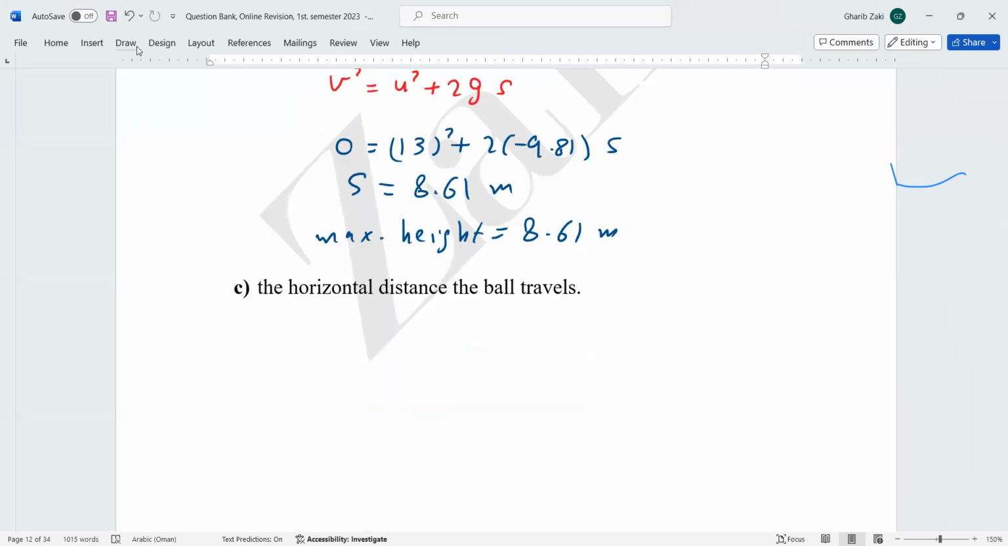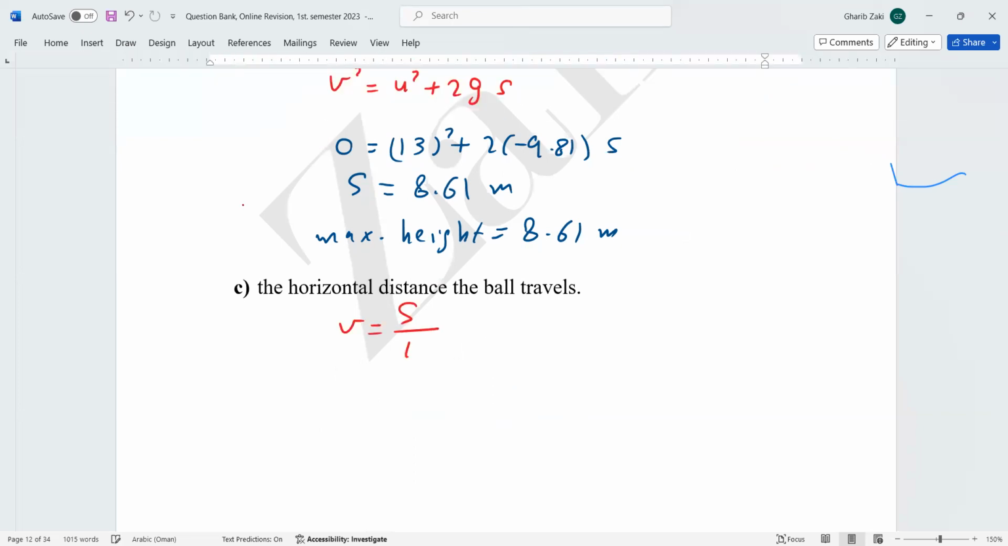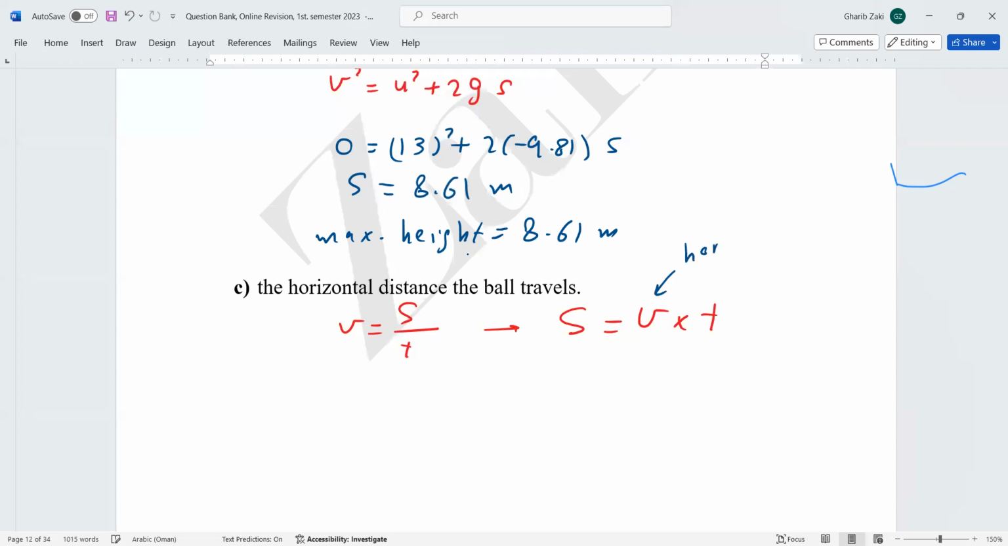For the horizontal distance, in the horizontal direction the velocity is constant. So we use the formula v equals s over t, meaning s is v multiplied by t. What is v? It is the horizontal velocity, which is 26 cosine 30, which is ux. And t is the time in air.